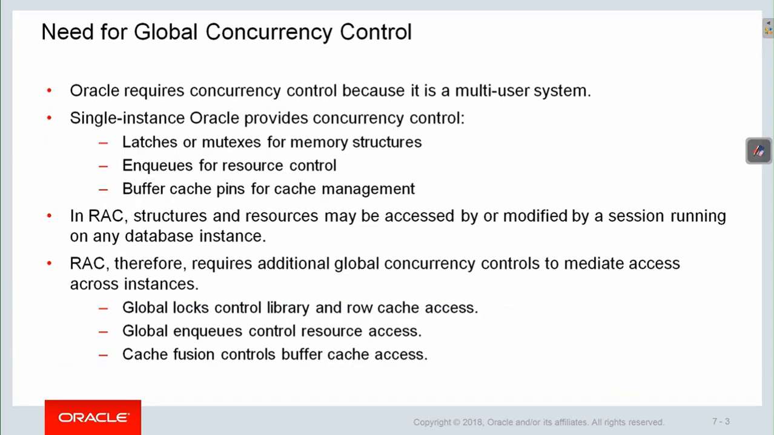And need for global concurrency control. I'm going to read each bullet, and then when needed, I will use a class note to discuss further. First bullet, Oracle requires concurrency control because it is a multi-user system. And single instance Oracle provides concurrency control by going through latches and mutex for memory structures, and enqueues for resource control, and buffer cache pins for cache management.